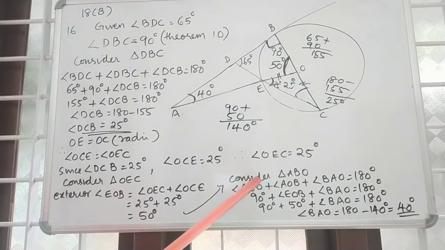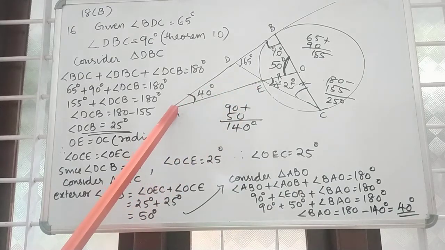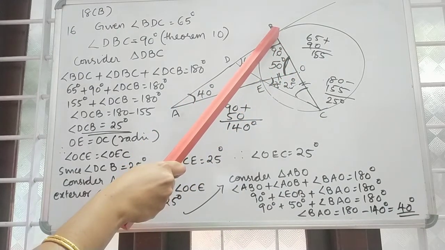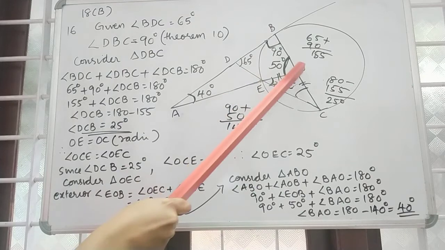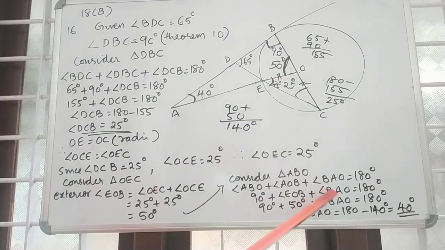Look at the steps. Consider triangle ABO. ABO plus AOB plus BAO is equal to 180 degrees. So we write it as 90 degrees plus AOB. AOB is same as EOB, plus angle BAO is equal to 180 degrees. So replace that as 50 degrees. So angle BAO is equal to 180 minus 140, which is equal to 40 degrees.